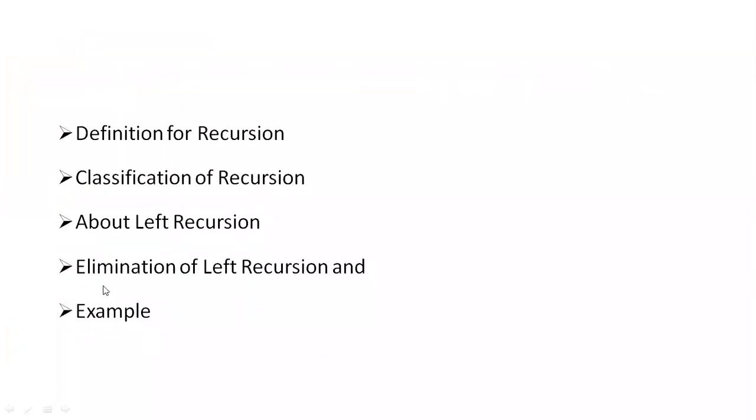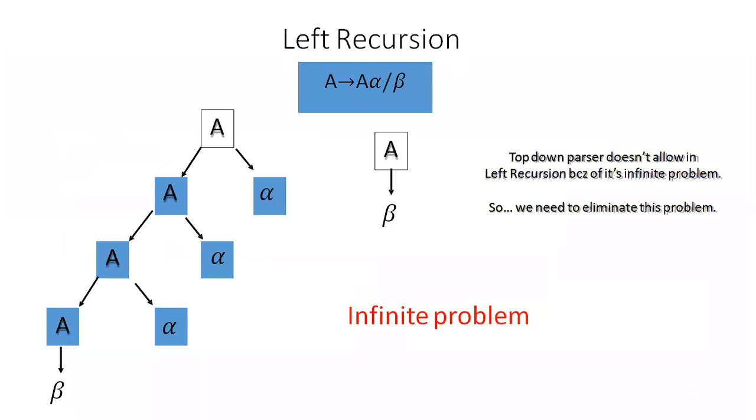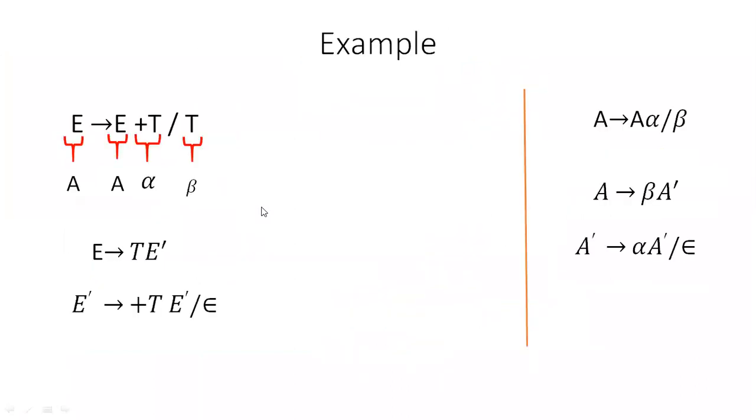Now, after modifying the second rule, what are the rules to be? T tends to F T dash. T dash tends to star F T dash or epsilon, right? And see, for rule 1, we are getting 2 rules. For rule 2, we are getting 2 rules. 2 in the sense 3 rules. Here also we are having 2 rules. E is defining 2 rules, and from these 2, we are getting 3 rules. And for the second rule, T tends to T star F or F, there also we are getting 3 rules.